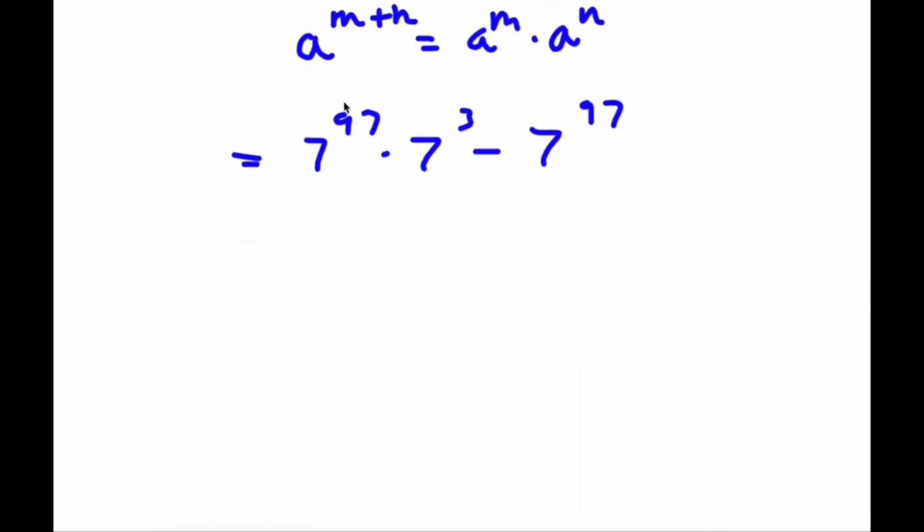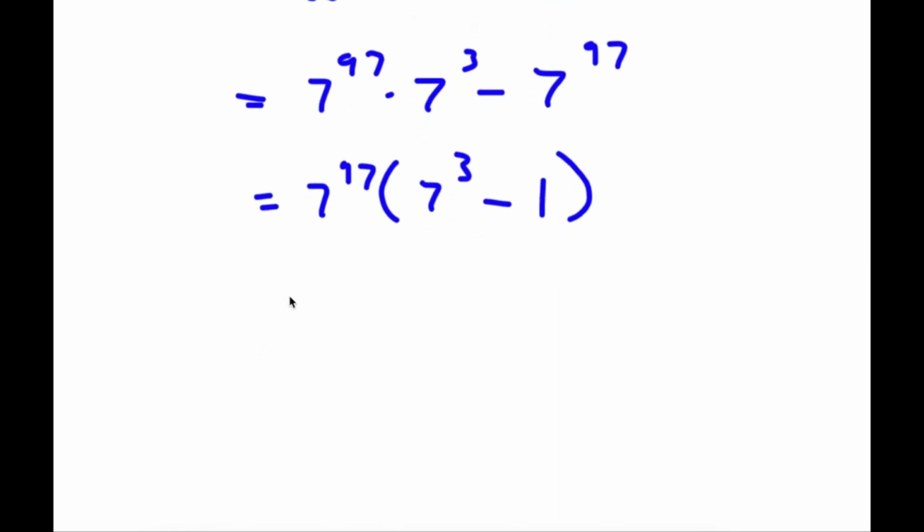Now I have this minus 7 to the power of 97. Now from here, if I factor out 7 to the power of 97, I get 7 to the power of 97 times, 7 to the power of 97 times 7 to the power of 3 divided by 7 to the power of 97 is simply just 7 to the power of 3, minus 7 to the power of 97 divided by 7 to the power of 97 is 1. So now I have 7 to the power of 97 times 7 to the power of 3 minus 1.